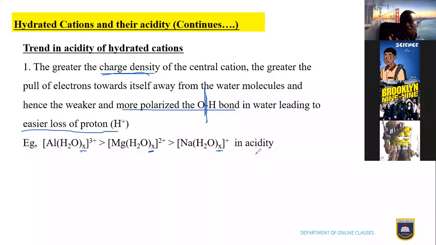Magnesium also has a smaller size than sodium, yet it has a bigger charge than sodium. It makes the charge density of aluminium greater than magnesium, and magnesium also greater than sodium. So because the charge density is great for aluminium, the pull of electrons from the water molecules towards itself will be great. The OH bond becomes weaker, easy to break. H plus is easily released into solution, into water, and that makes it a stronger acid.